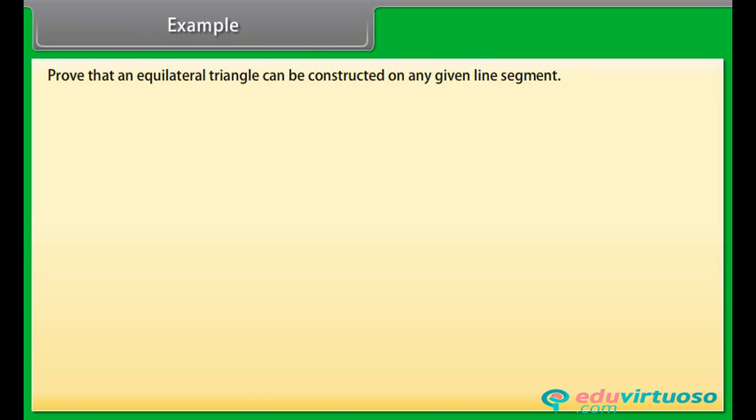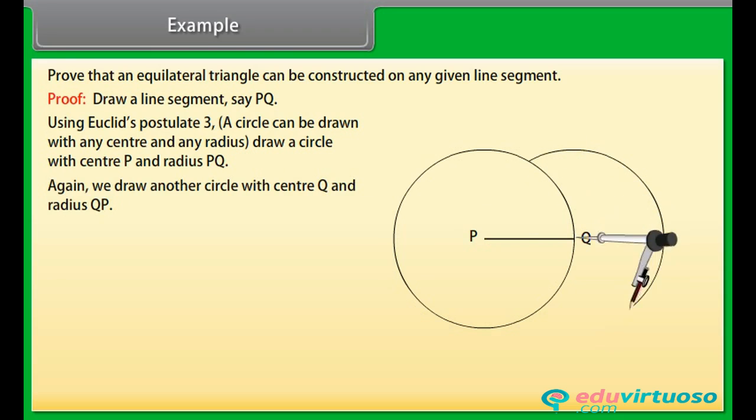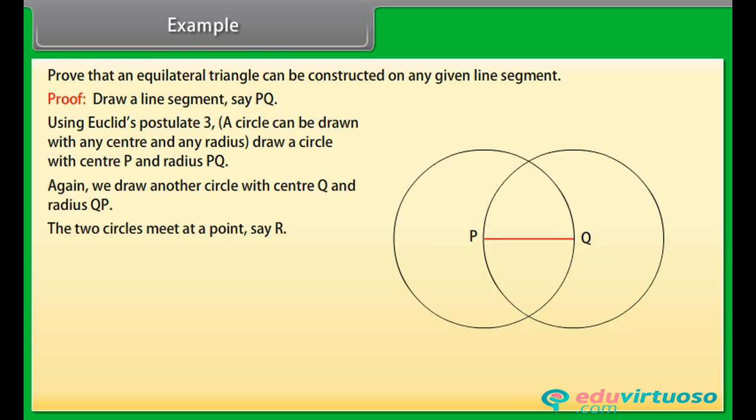Example. Let's solve an example now. Prove that an equilateral triangle can be constructed on any given line segment. Draw a line segment, say PQ. Using Euclid's postulate 3, which says that a circle can be drawn with any center and any radius, we will draw a circle with center P and radius PQ. Again, we draw another circle with center Q and radius QP. The two circles meet at a point, say R.